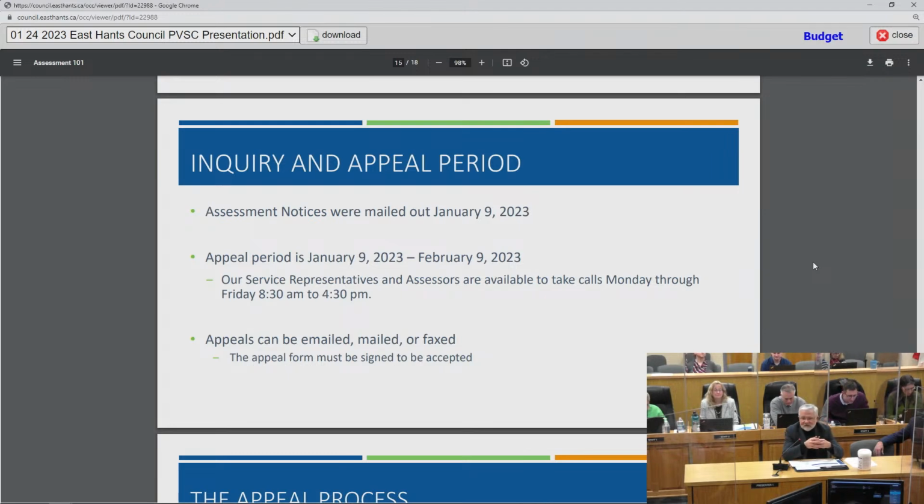And so typically for one year, we may get quite a few appeals from those areas, but it would probably go back to market the next year if the repairs are done, building permits are taken out, that type of thing. Thank you.